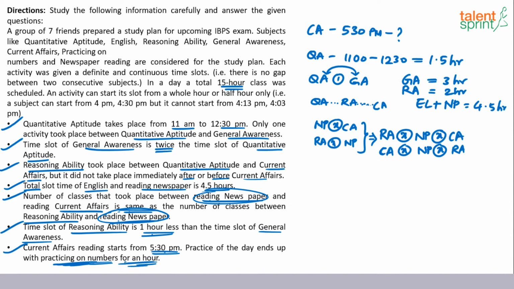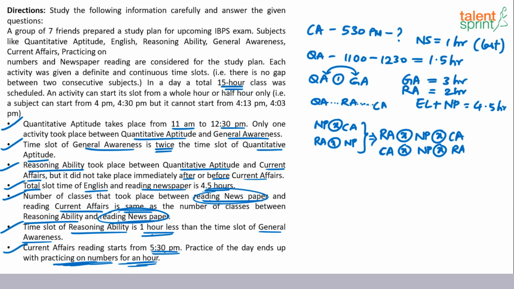So your last thing in the day will be numerical skills, right? And moreover, numerical skills is for 1 hour, and this is the last thing in the day. It is the last 1 hour, right? So I think these are the points given to us. We have read all the points. We have made all these conclusions. Now you have to get the arrangement, the sequence of these 7 subjects: start time, end time, and the duration.